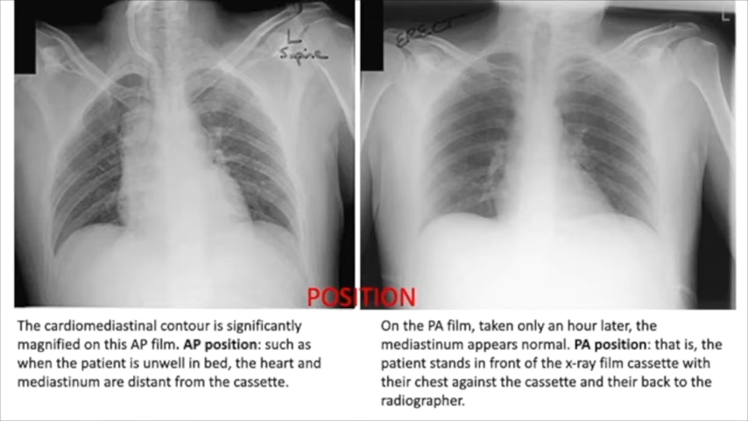We were thinking the patient had some disease of the heart or maybe the aorta, but we then realized the first image was taken supine, and so we looked for a normal chest X-ray in erect position. The patient is standing in front of the X-ray close to the cassette, at the correct distance, with their back to the radiographer. You can see there is no cardiomediastinal magnification at all. So this is a normal chest X-ray. It's very important to know the position of the patient.